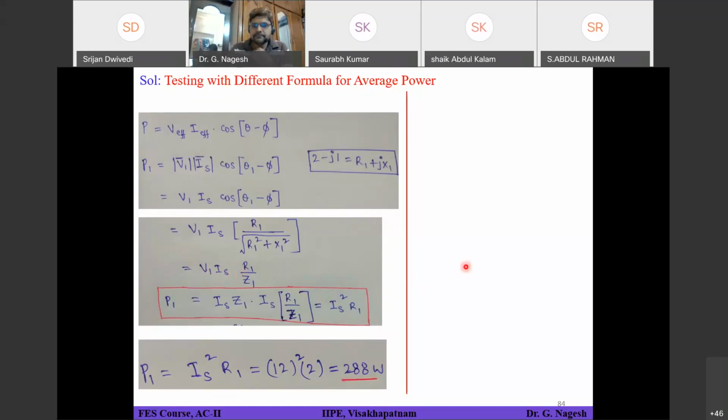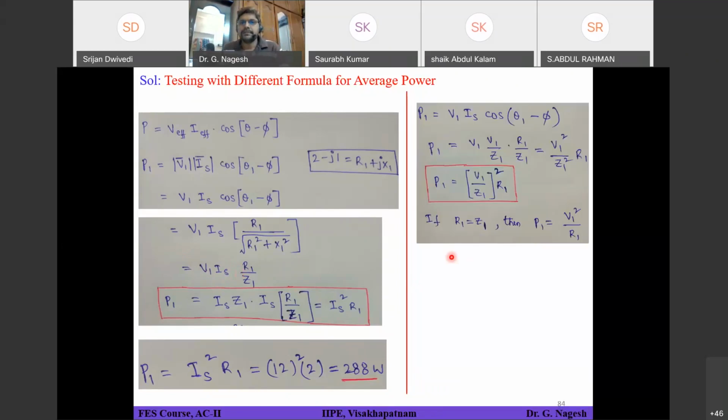Right, so the same formula I have considered. We are dealing with load 1 alone. Is is nothing but V1 divided by Z1, so if you do that, you get V1 by Z1 whole square into R1. This is the formula you have to adopt to calculate the power if you talk in terms of voltage across the load. If you talk about current through the load, the earlier formula is what you adopt. Try to do that and find out whether you are getting the same answer or not.